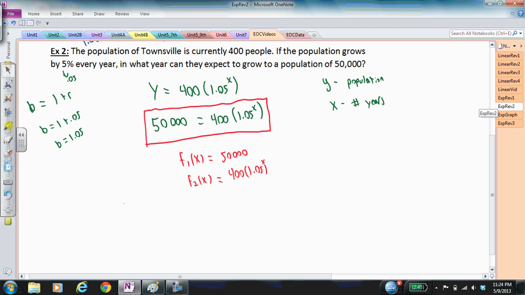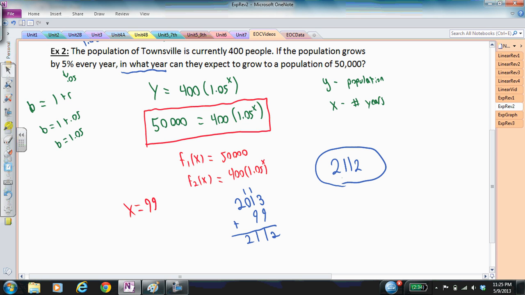Are we done? X equals 99. That's it? No, because it asks in what year. So what is 99 years after the current time of 2013? Well, 2013 plus 99, that's going to be 12 carry the 1, 11 carry the 1. That's the year 2112. So in 2112, that town can expect to have 50,000 people. And it might have been faster to do it by guess and check. It depends on the person, so I'll let you decide.